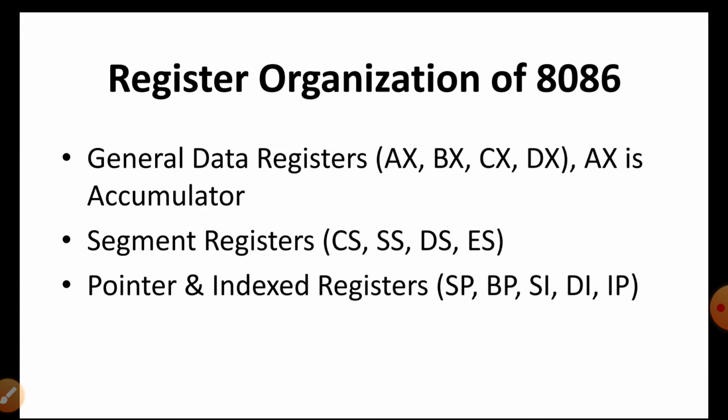Now, this AX is a 16-bit register, and if we want to store 8 bits of information, AX consists of two 8-bit registers, that is AH and AL. Similarly, BX stands for BH and BL. In combination, it is called BX.